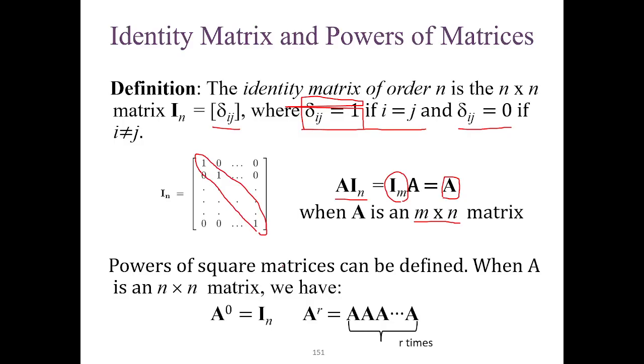We can also define the power of a square matrix. So if A is an n by n matrix, then we can multiply the matrix multiple times. If we multiply A many times, for example r times, that will be A to the power of r.